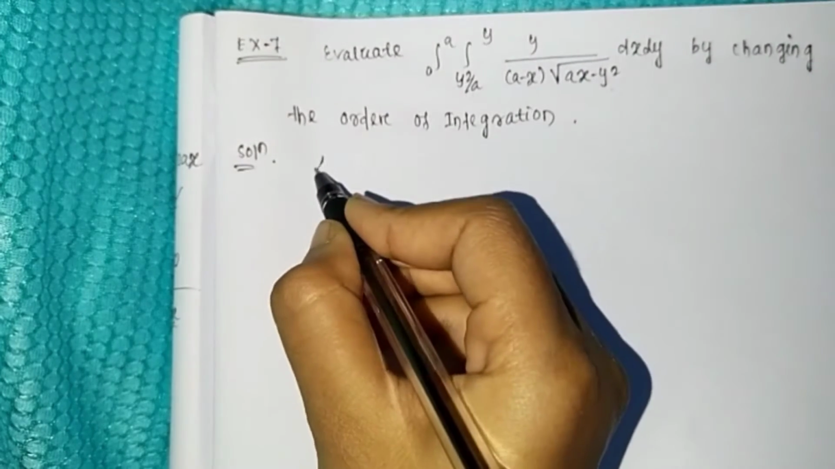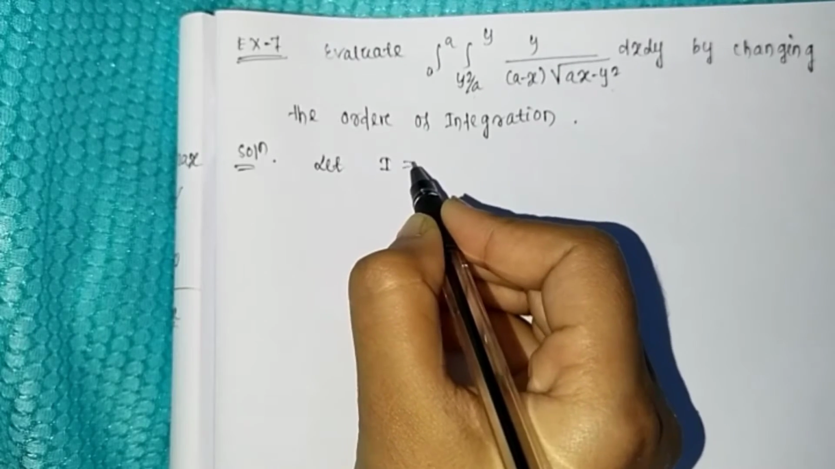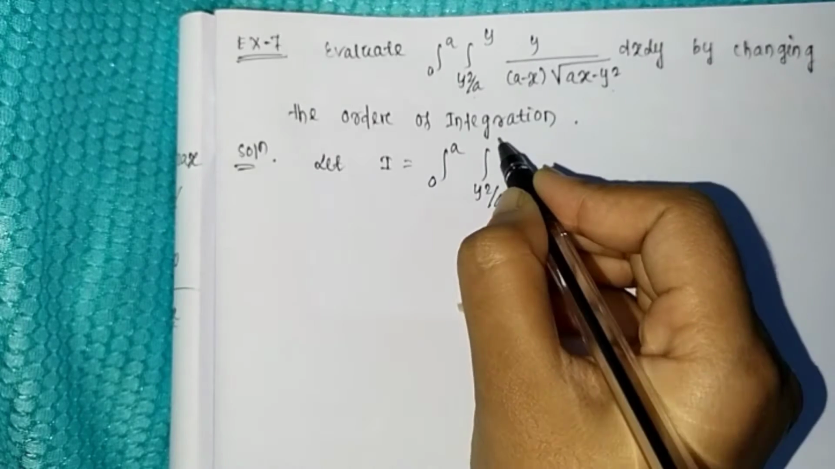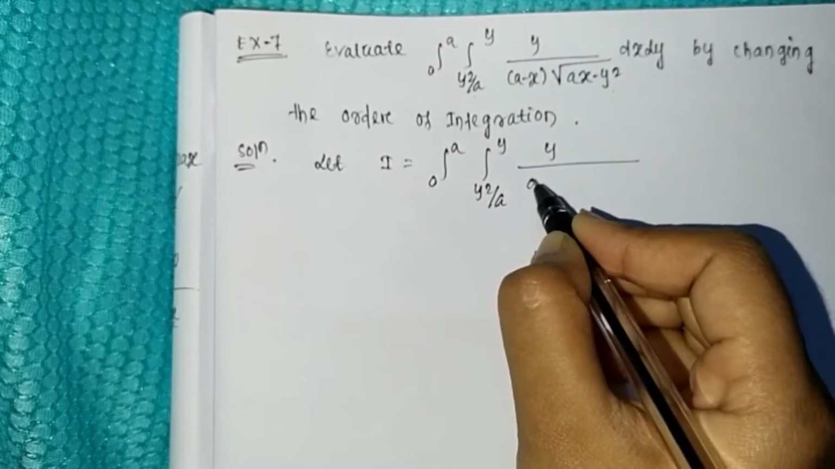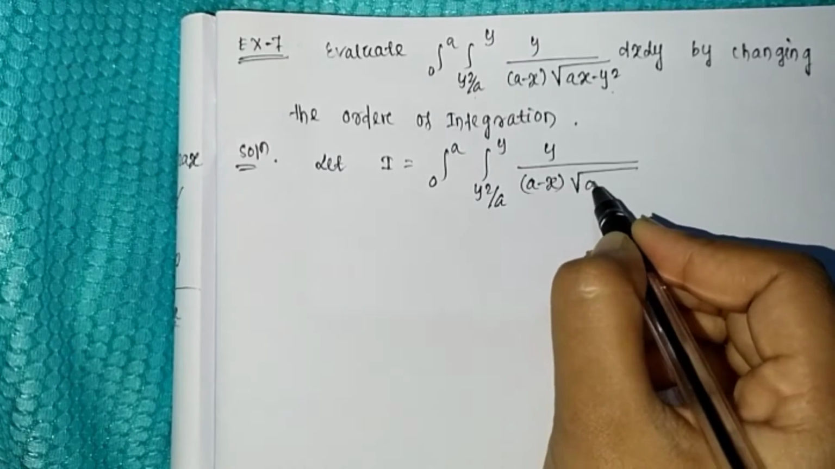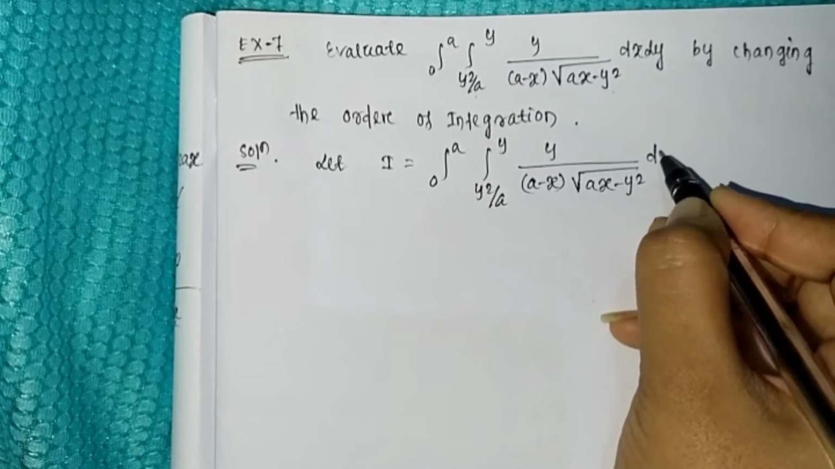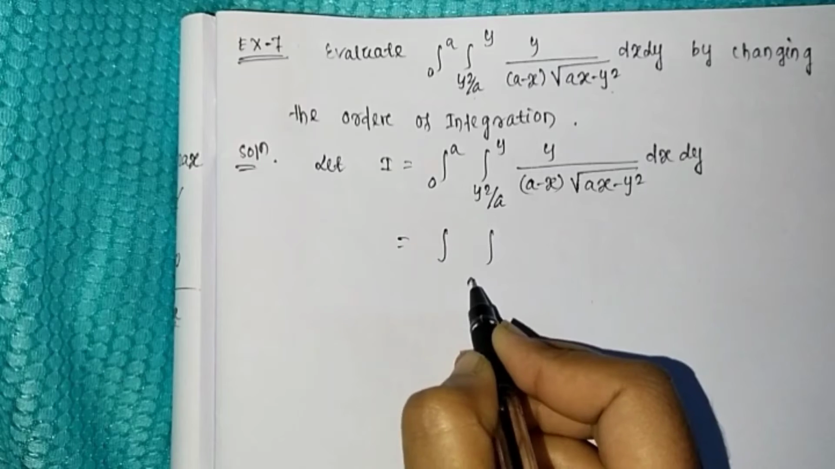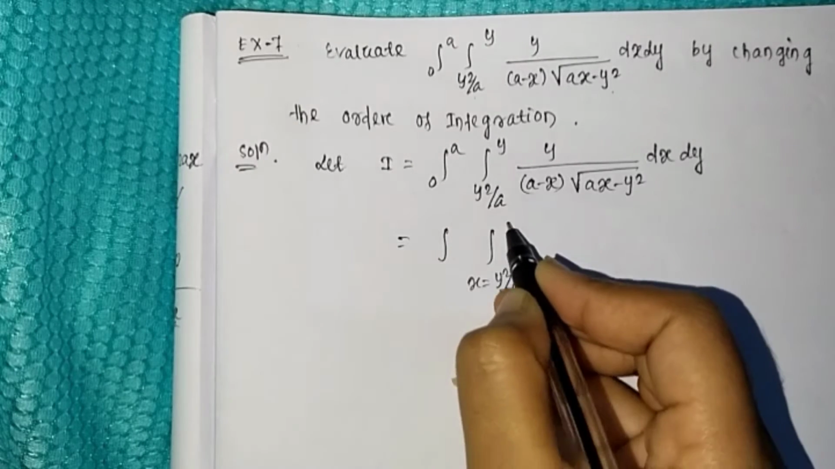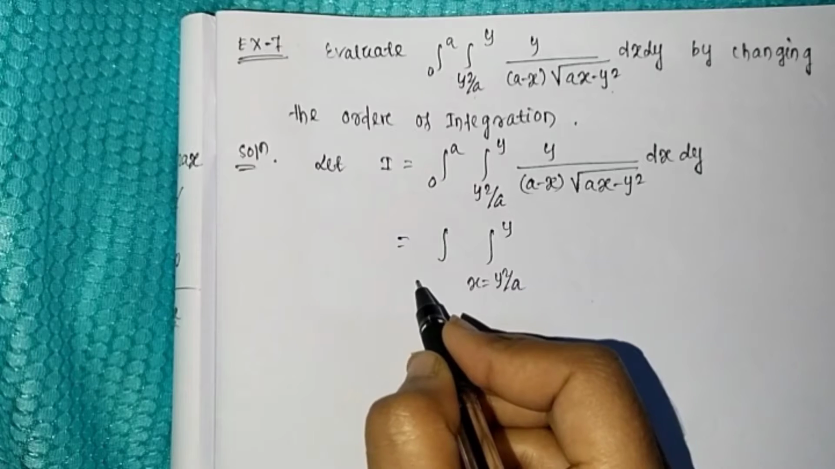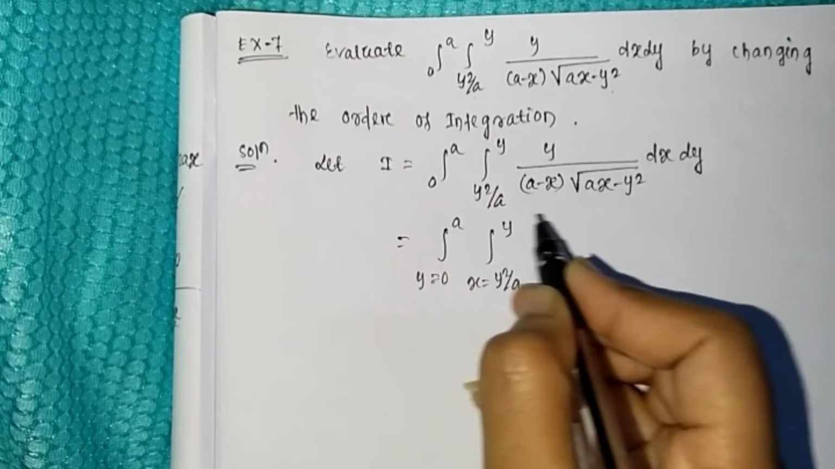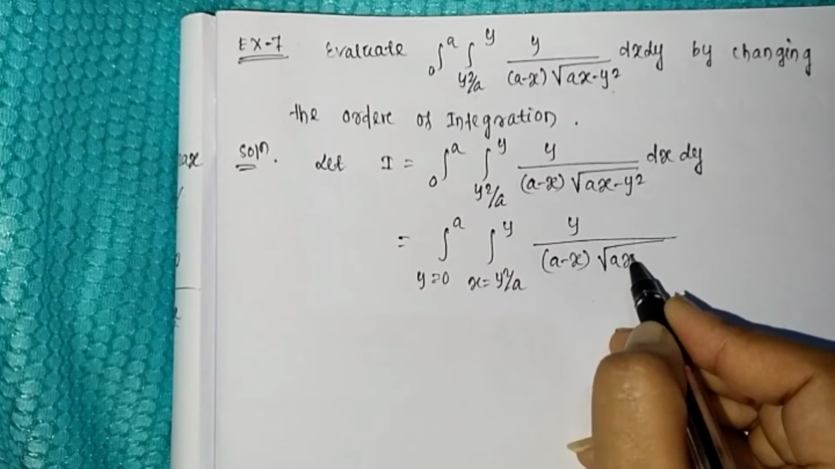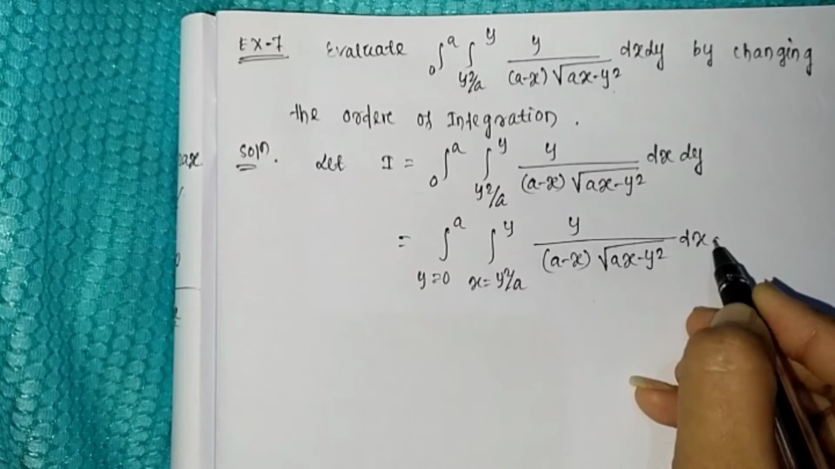First we take I equal to the integral from 0 to a and the integral from y²/a to y, of y divided by (a − x) into the square root of (ax − y²) dx dy. That is equal to, this is our x limit, from y²/a to y, and this is our y limit, 0 to a.